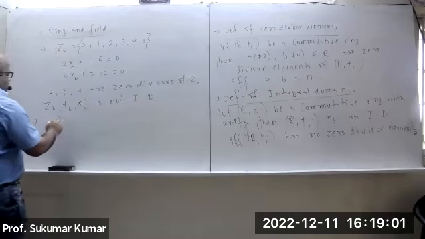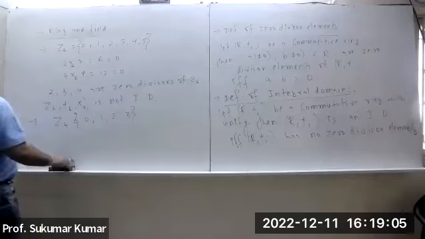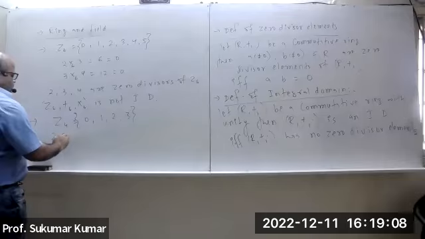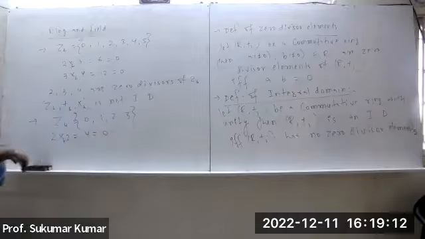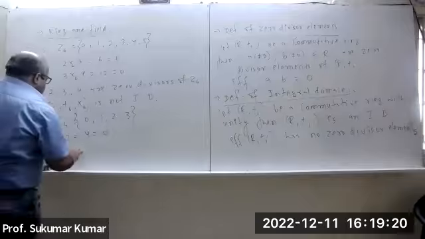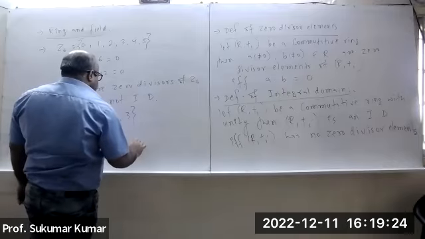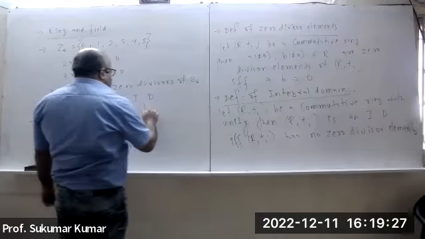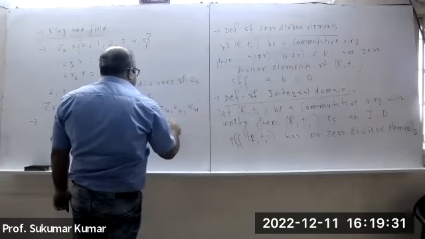You can see for Z4. Here 2 into 2, modulo 4, is 0. 3 into 2, 3 into 3, no. Here 2 is the only zero divisor element. Anyhow, for Z4 we will tell it is not an integral domain.